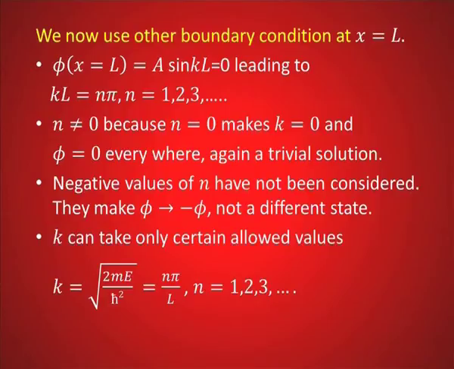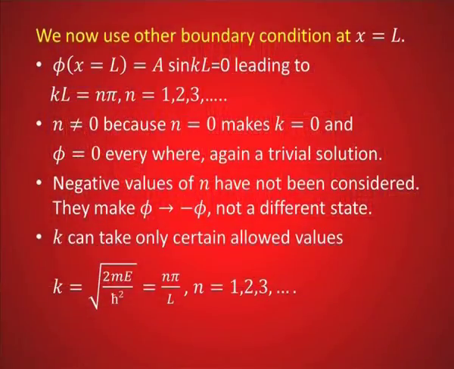Then we have another boundary condition at x equal to L. When x is equal to L, phi is equal to a sin k L, and this leads to k L equal to n pi, where n is 1, 2, 3. Now, here again we note that n cannot be equal to 0, because if n is 0, then k would be 0, and when k is 0, phi is 0 everywhere, that is again a trivial solution. So, we do not want a trivial solution, but we need a non-trivial solution. So, for the non-trivial solutions, k L must be equal to n pi.